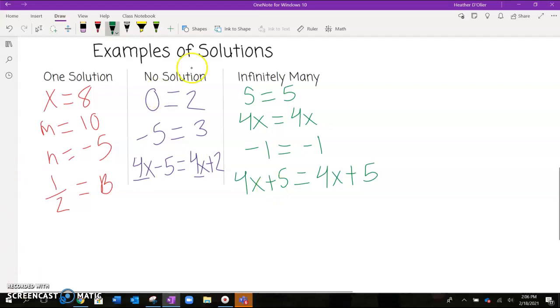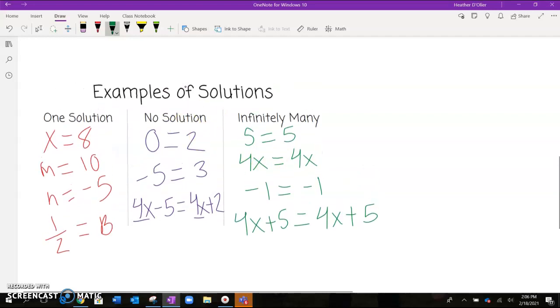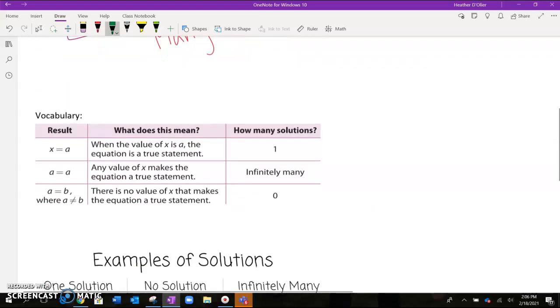Okay, so that's how you can try to look. You have to solve it first, but solve it and then figure out if you have one solution, no solution, or infinitely many.